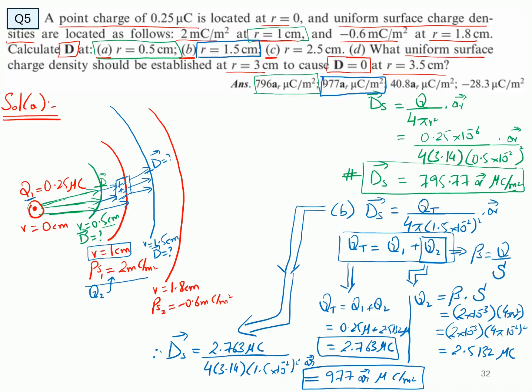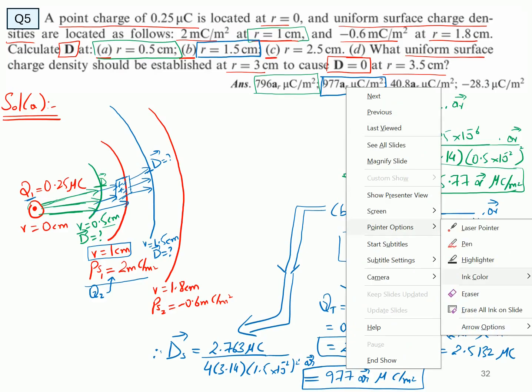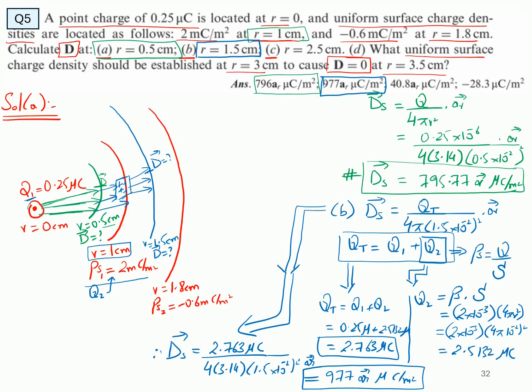So this was the second part's solution. Now let us come to the third part. In the third part, it is saying the radius is now 2.5 centimeter. So 2.5 centimeter means that I need to draw the radius a bit far. Let's say this is the radius of 2.5 centimeter, and I need to again find the electric flux density for this scenario.